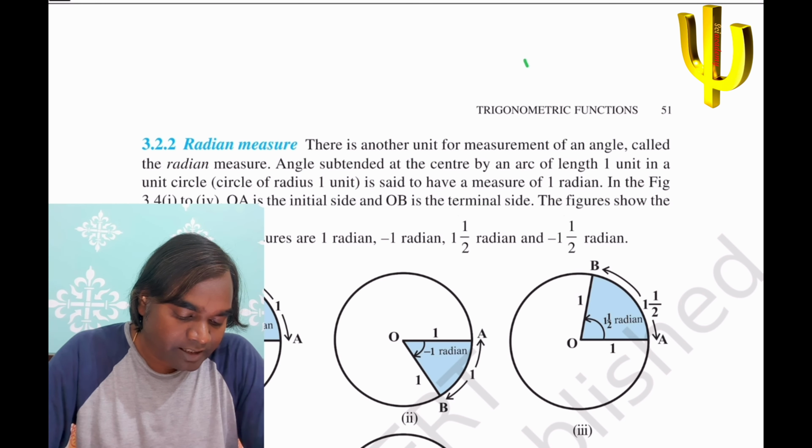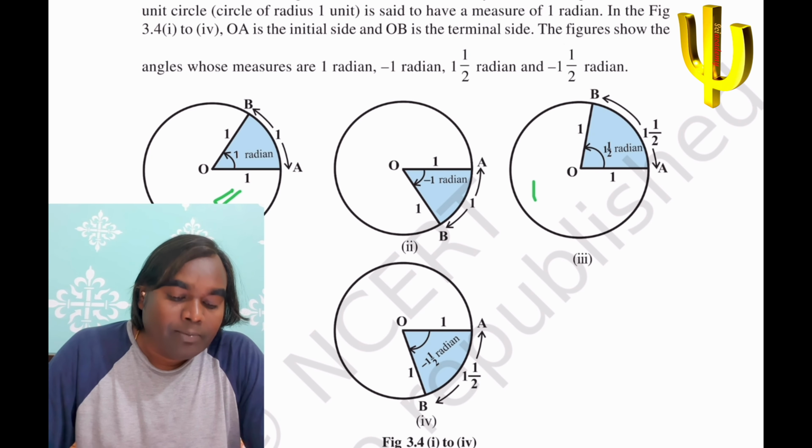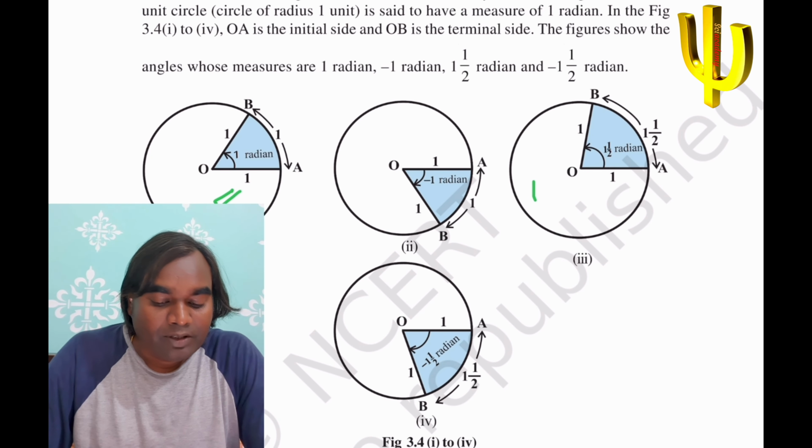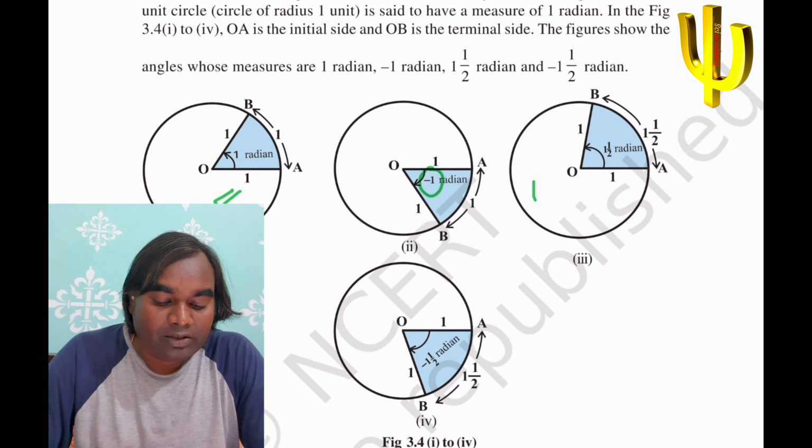So here you can see. Similarly, minus 1 radian is formed when we are measuring the angle clockwise. So minus 1 radian.